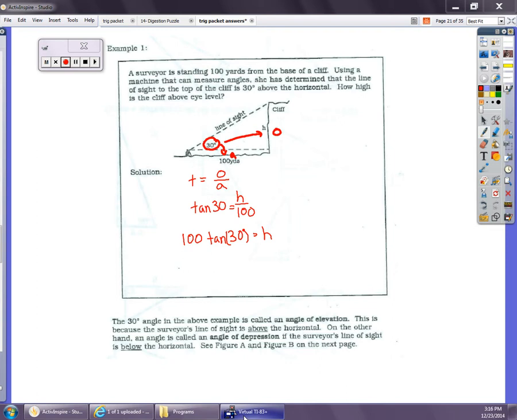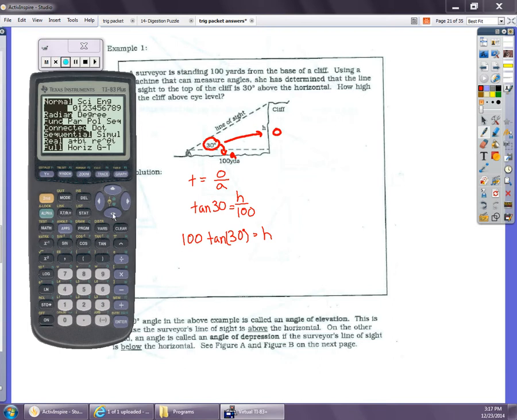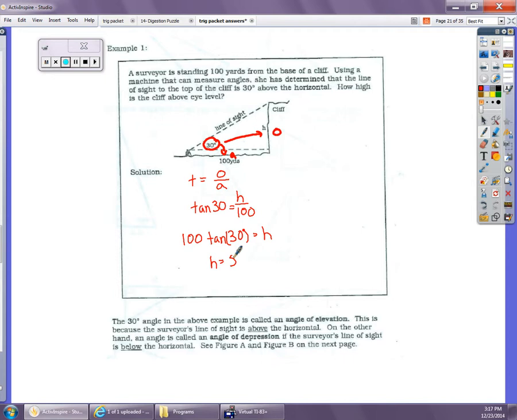So we just plug that into the calculator. Check my mode, make sure I'm in degrees. So 100 times the tangent of 30 will give me about 57.5, so the height is about 57.5 yards. So the 30-degree angle in the above example, that's called the angle of elevation.